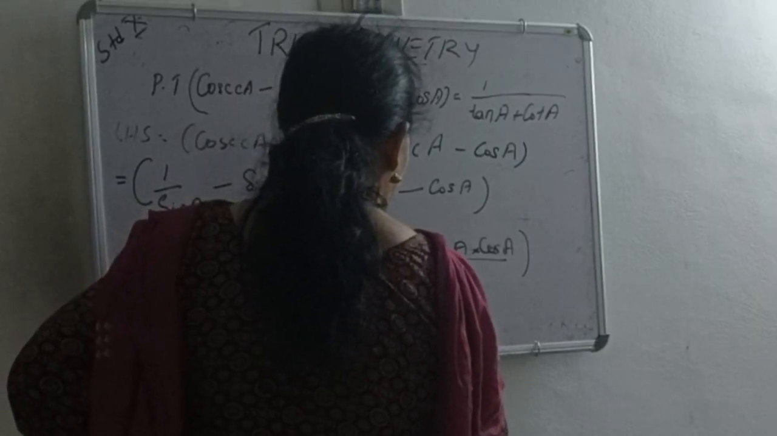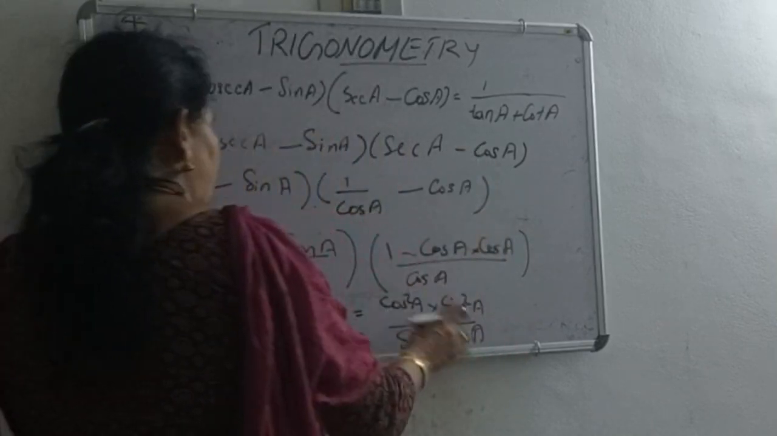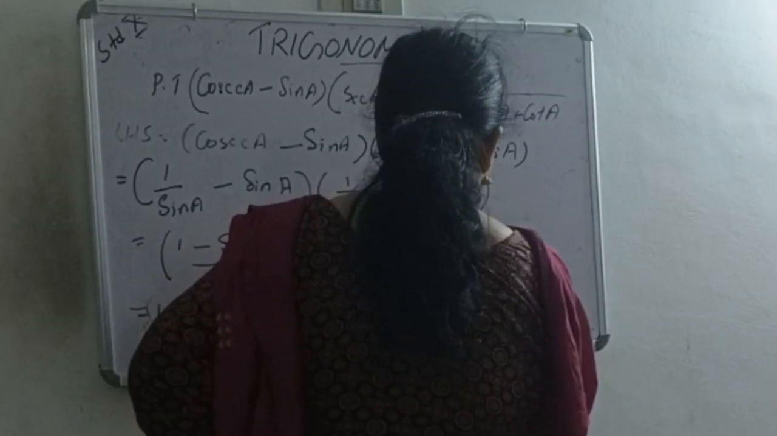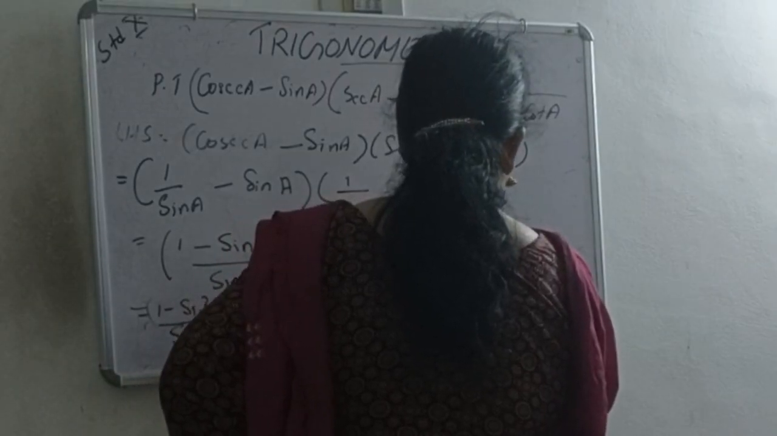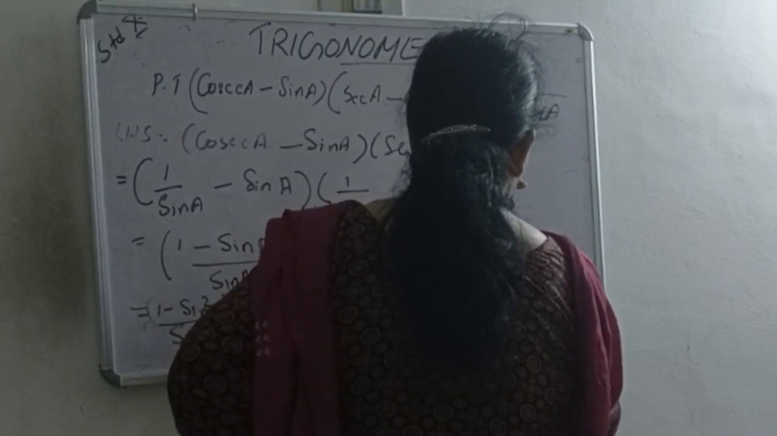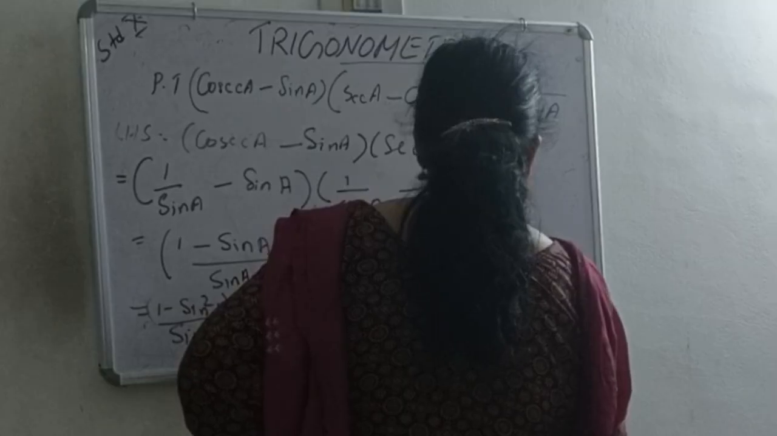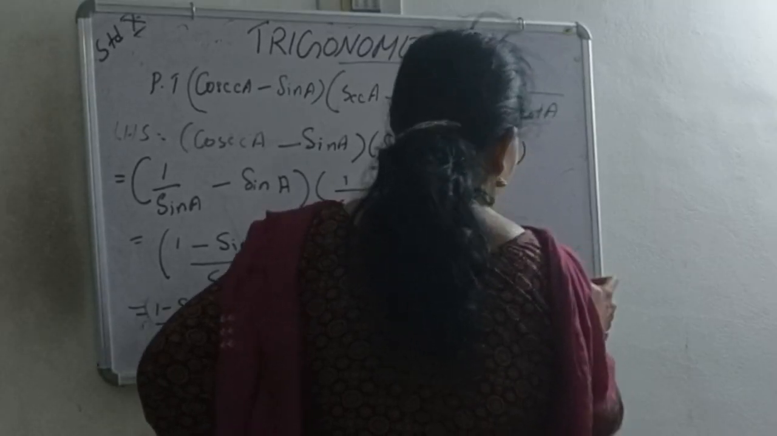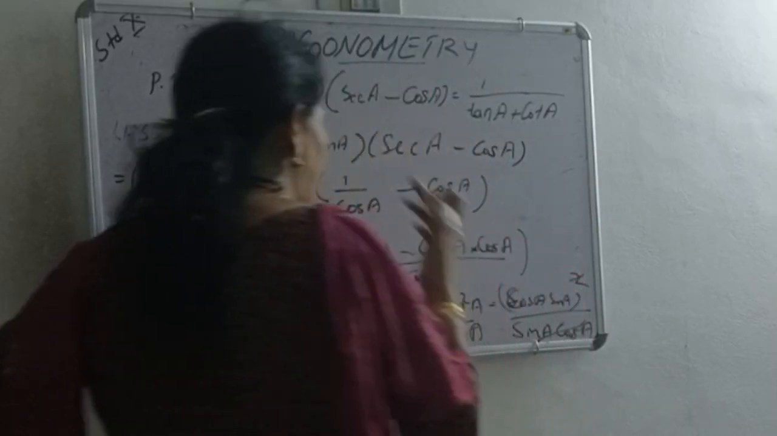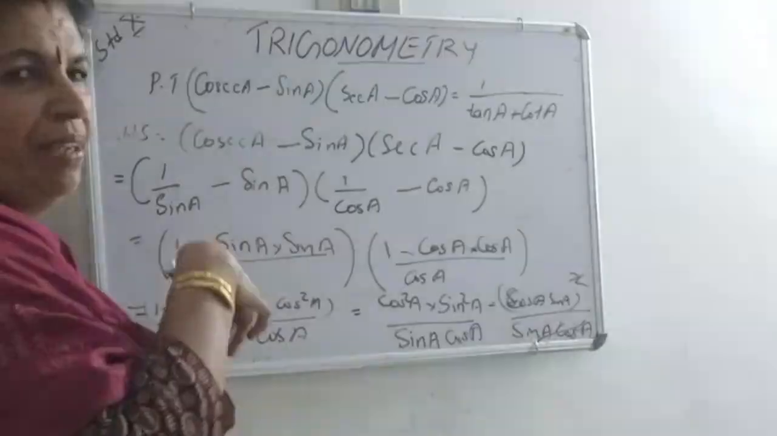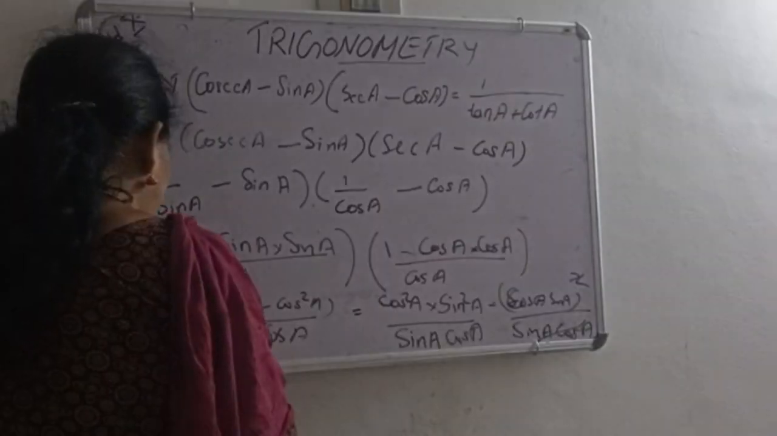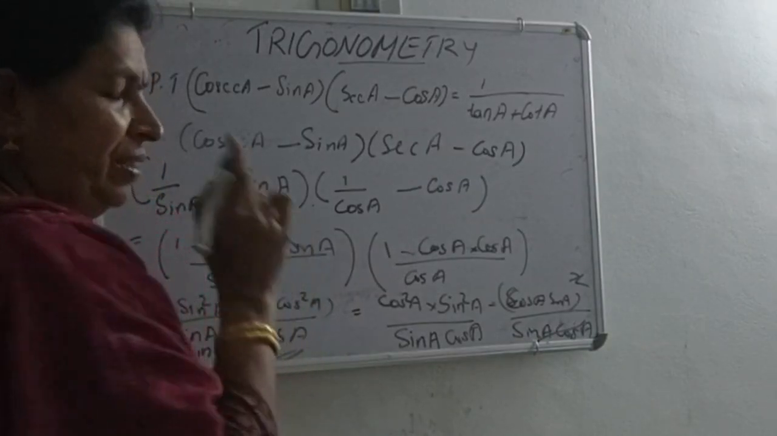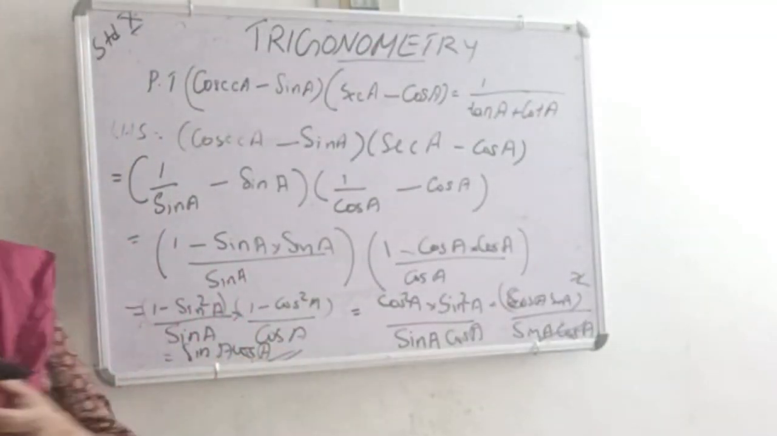sin A cos A. We cut cos square A by cos A, that is cos A. That is sin square A cos square A, that is cos A sin A the whole square, by sin A cos A. Then we cut one sin A cos A and we get sin A cos A. We get the value of LHS as sin A cos A.